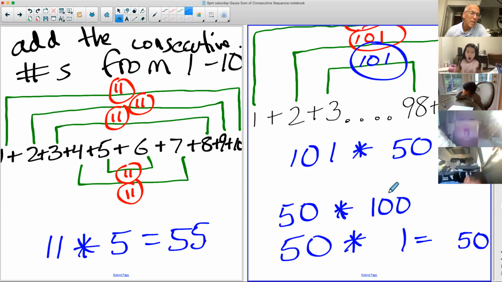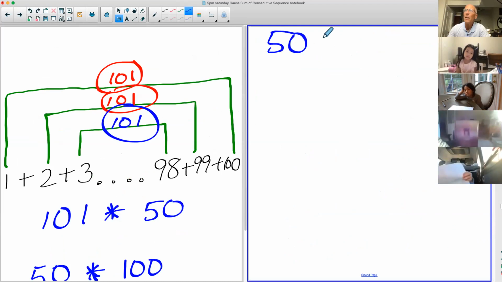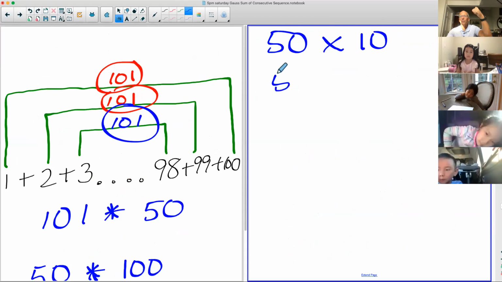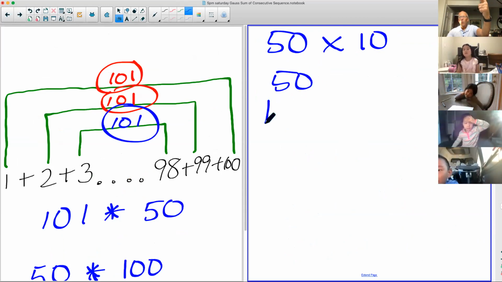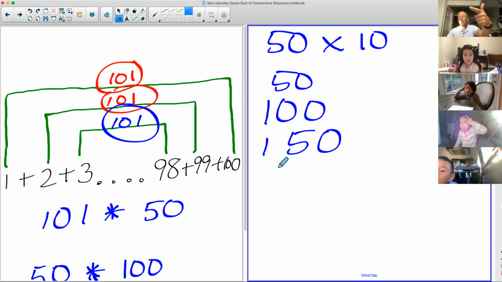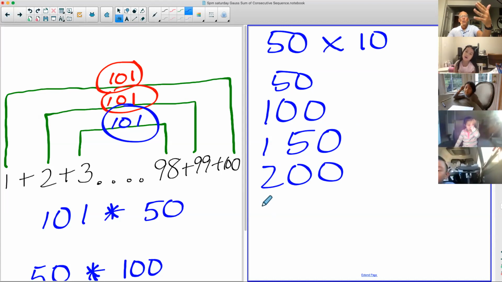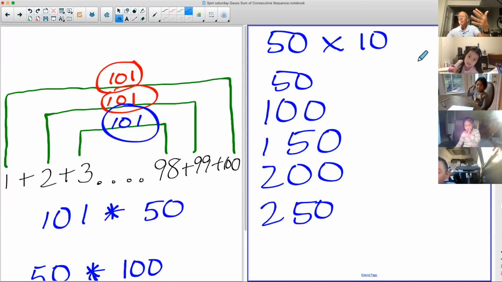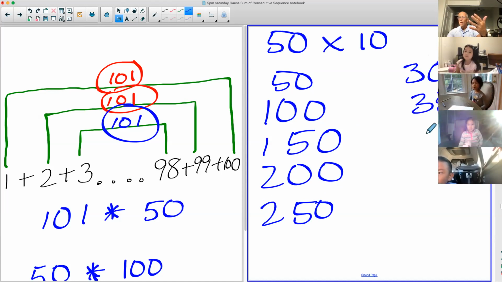Do you want to do 50 times 10 first? Who can help me with that? So 50, 10 times. Are you ready? Let's count by 50. Go. 50, 100, 150, 200, and then 250, 300, 350, 400, 450, 500, 550.